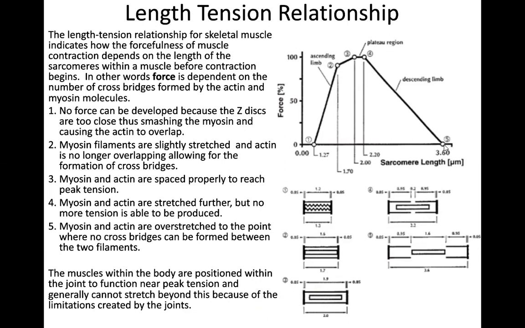Stretch it to point 5, to the point where the thick filaments and thin filaments no longer overlap. If they don't overlap, that means no cross bridges can be formed. And if there are no cross bridges that can be formed, there's no way to produce force. There's no way to shorten if they can't connect and the myosin can't pull on the actin.